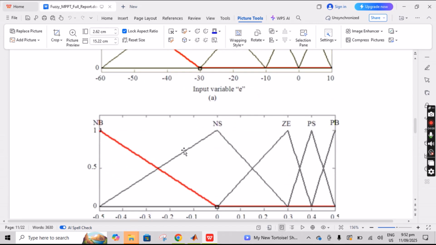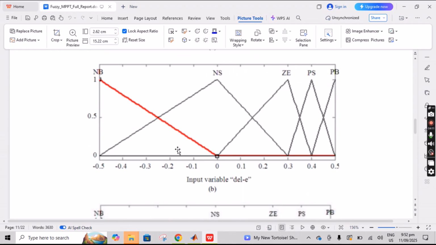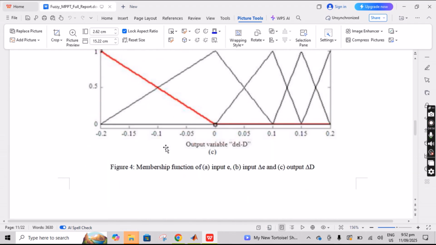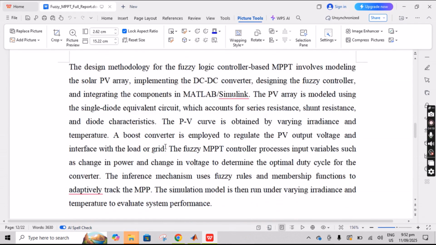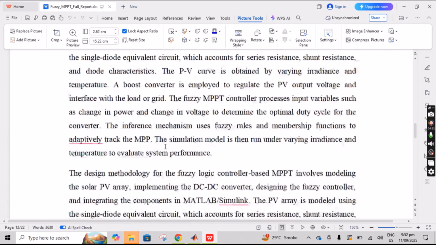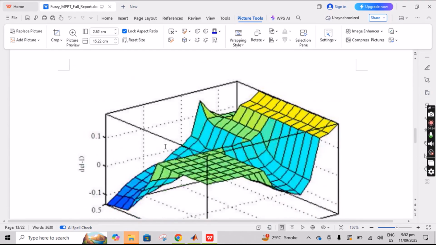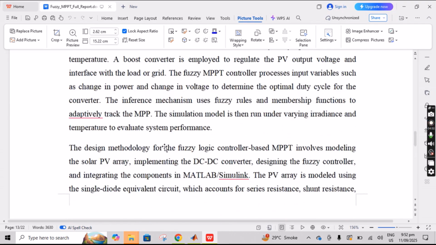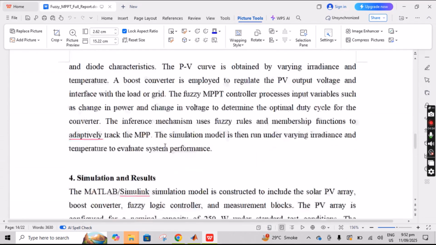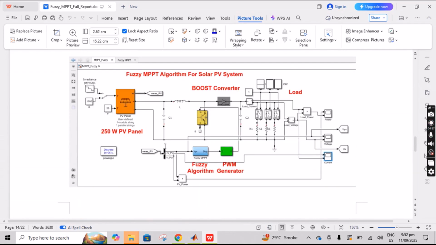For example, this shows how it separates the noise from different voltage and current levels through membership functions. This is the methodology of the fuzzy logic controller, which I have added in detail as well. This output represents the input and output surface waveform of the fuzzy logic controller. The next one is the implementation of DC voltage, the implementation of the fuzzy logic MPPT algorithm for the solar PV system.